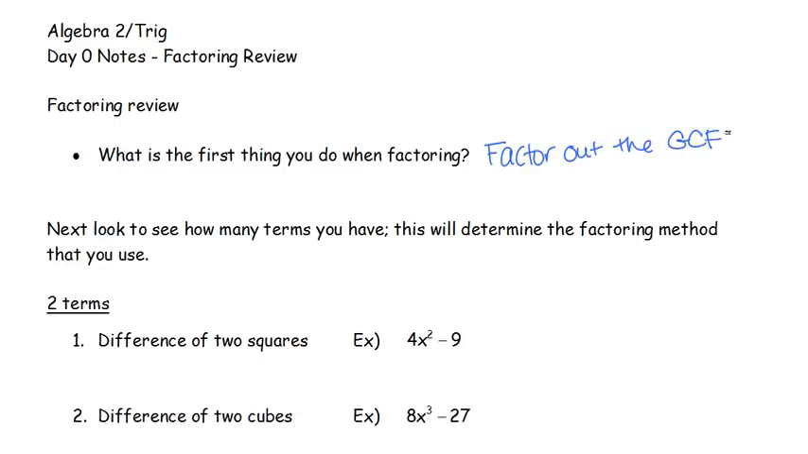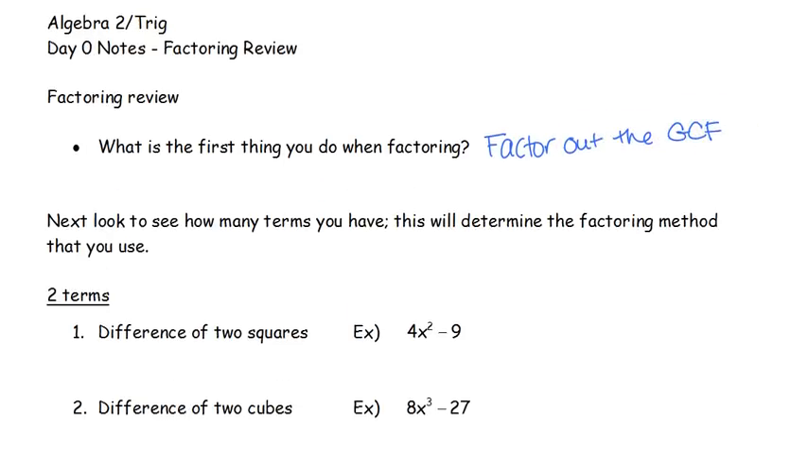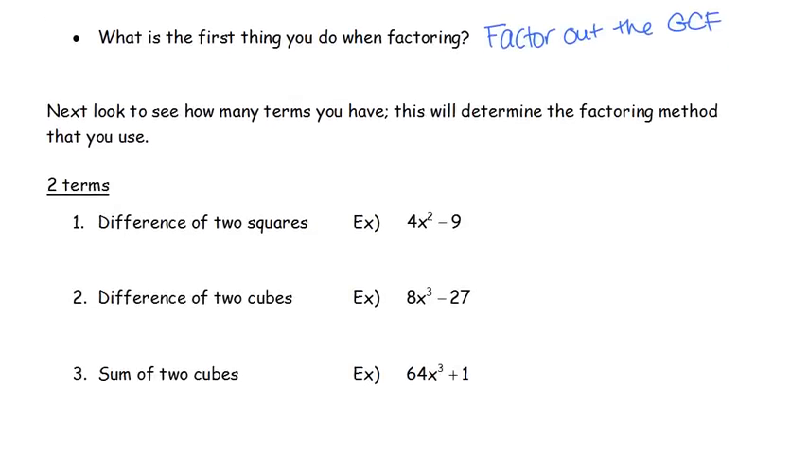Sometimes there is no GCF and that's fine, then you just move on. But you should always double check and make sure that there isn't a GCF first. Next, let's look to see how many terms you have. How many terms you have will determine which factoring method you will use.